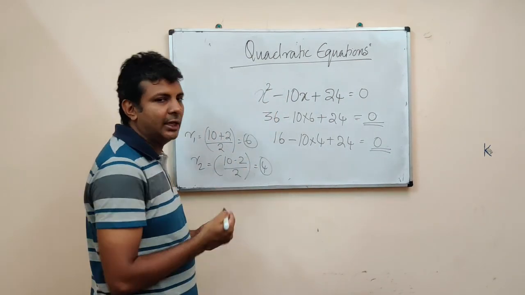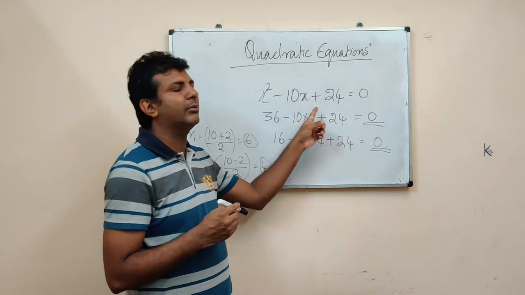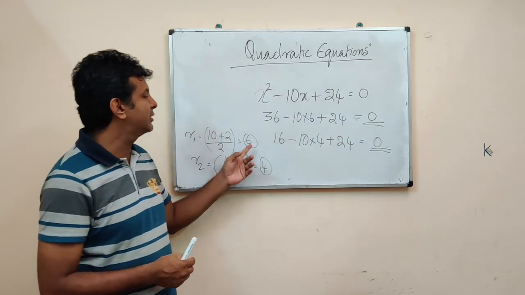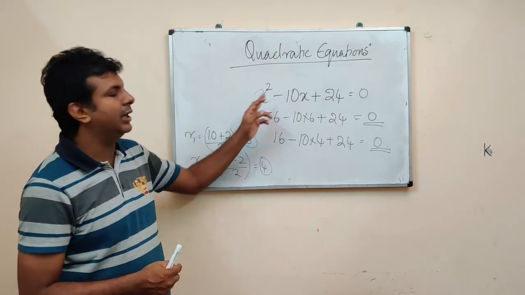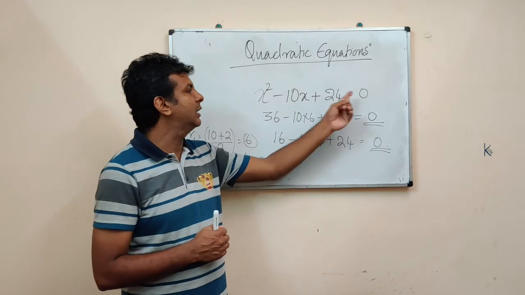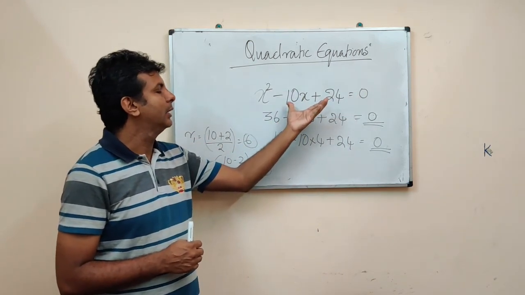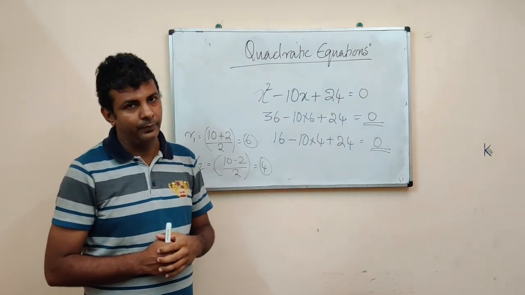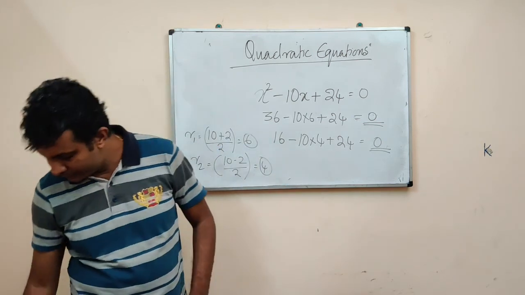So what does this tell you? 6 and 4 are the roots of the equation x square minus 10x plus 24 is equal to 0, and that means when you substitute the value of 6 here for x or 4 here for x, you will result in the value 0. This particular form will yield the value 0. I hope you understand what the roots exactly are.